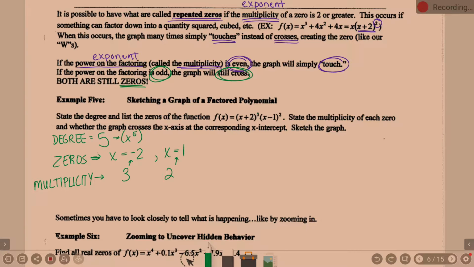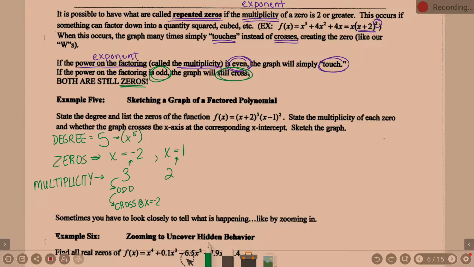Okay, is the exponent even or odd? In this case, my exponent is odd. We have a multiplicity of 3. And what does it say when it's odd? It's going to cross. The fact that 3 is odd tells me that the graph will cross at x equals -2.